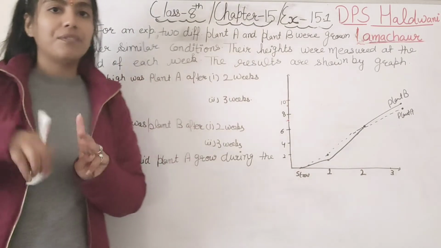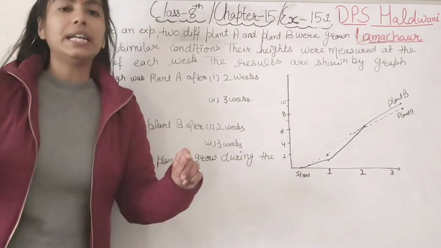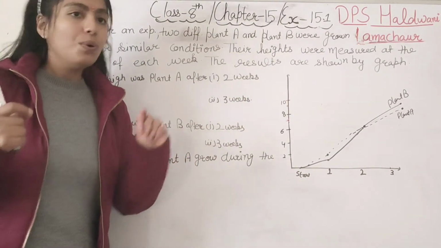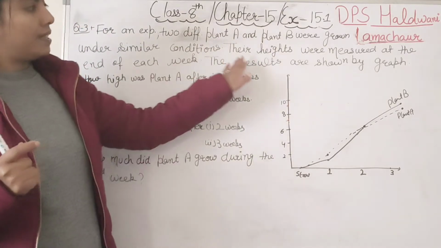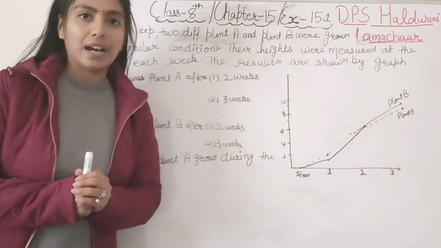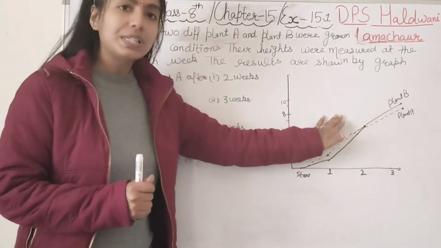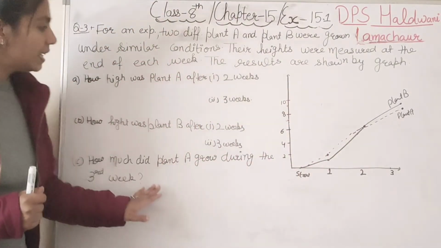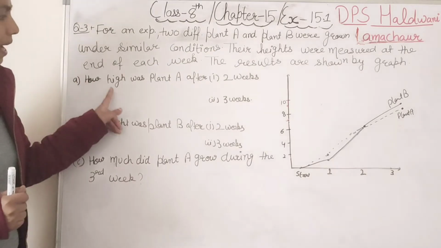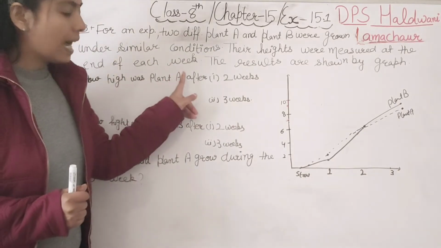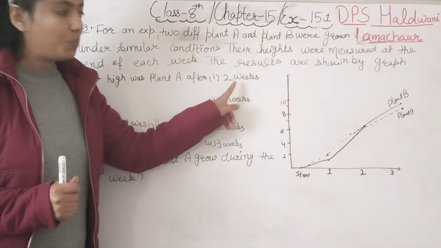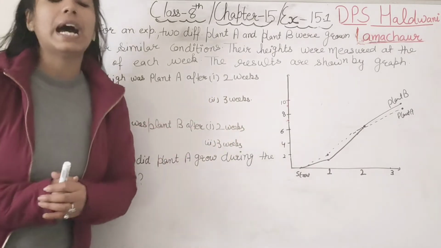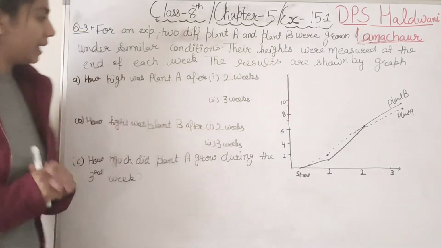For 3 weeks, at the end of every week, their height is measured. So, what are the measurements? The results are shown by the graph. It means you have to see the graph very nicely and give the answer. Right? So, first question, how high was plant A after first 2 weeks and after 3 weeks? Means the height of plant A you have to tell.